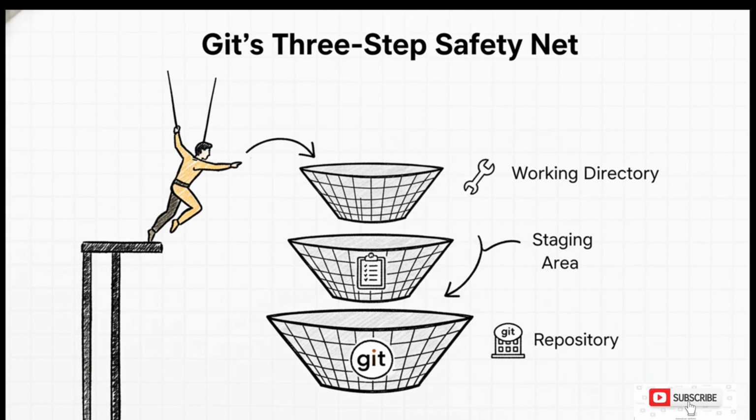Now, to manage that history, Git has this really cool 3-step process. Think of it like a safety net. It makes sure that you're always deliberate about what you're saving. It might feel like an extra step at first, but trust me, this is what makes Git so incredibly reliable.